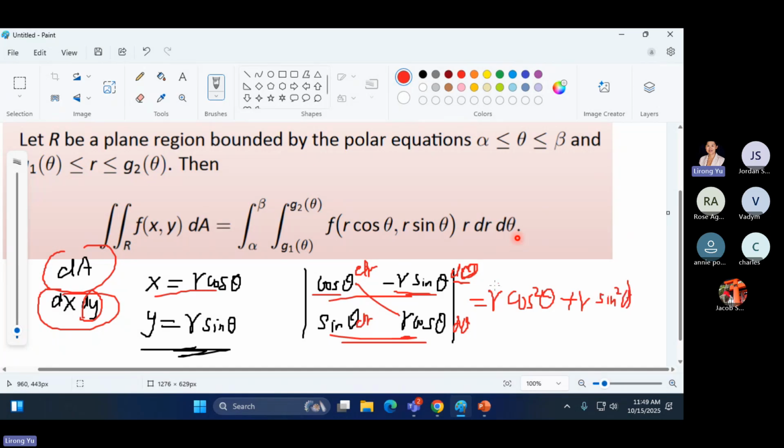Okay, and then this is dr d theta. This is cross multiply, also dr d theta. So we have dr d theta. So the determinant of this matrix is equal to r, factor out, and then cosine squared theta plus sine squared theta equals 1. So it's r dr d theta.